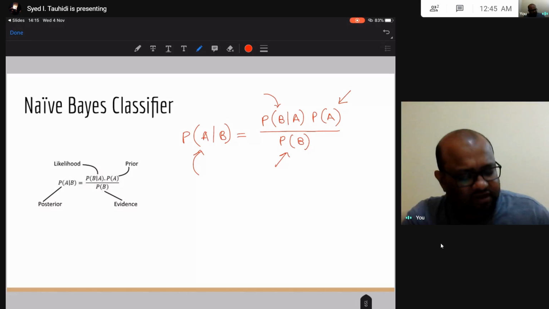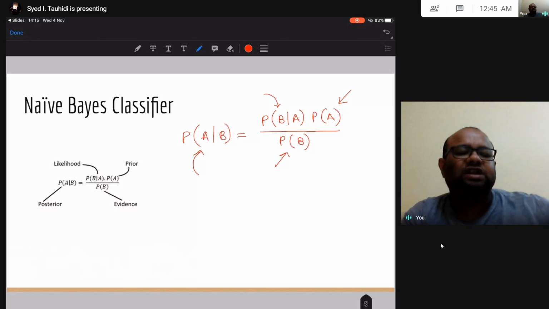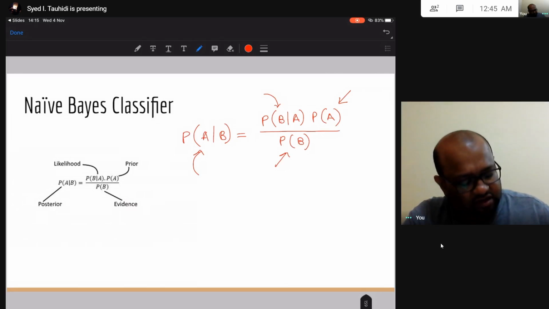This is what I have. There are two events, A and B. What is the probability that A is going to happen given that B has happened?